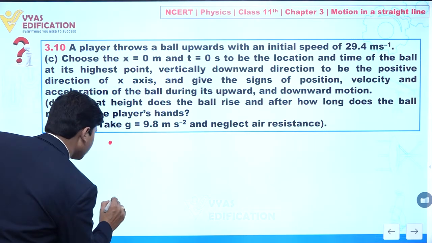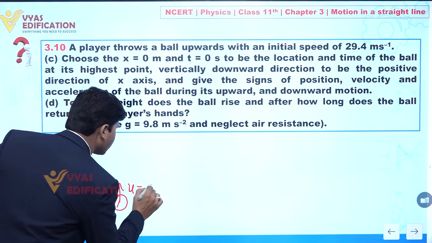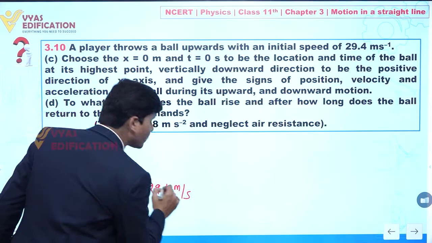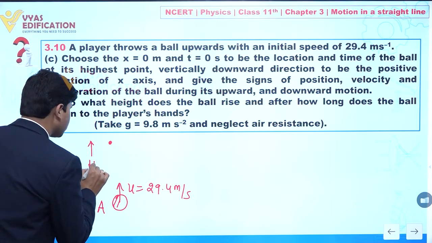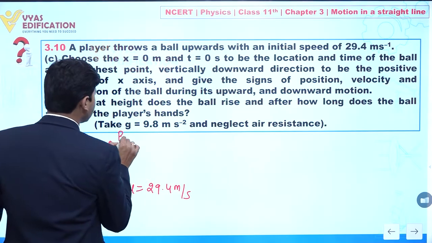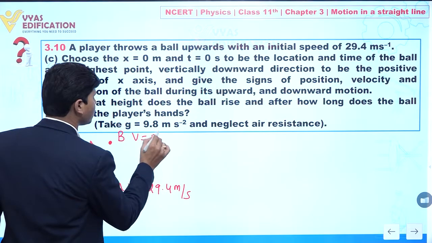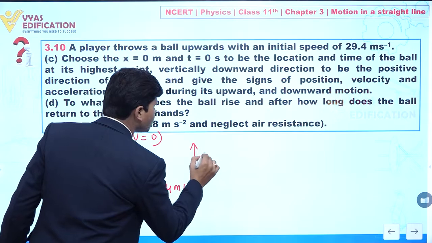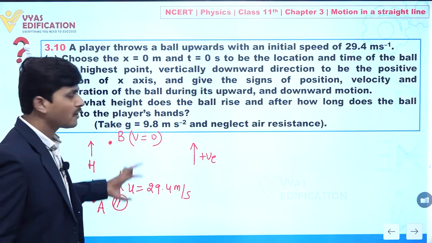Clear? So let's suppose we are taking this ball, this is position A, and the initial velocity given to you is 29.4 meter per second. Clear? And our objective here is to calculate this maximum height. Clear? So let's suppose this is position B, and at position B we know V equal to 0. Clear? Now let's suppose we are assuming upward direction positive.